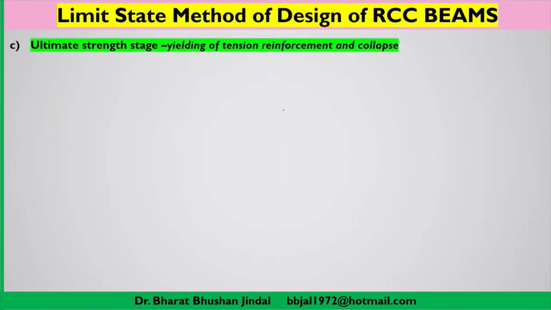Now the third stage, which is very important, which we want to discuss here, is the ultimate strength stage. In the ultimate strength stage, yielding of the tension reinforcement can happen and collapse can occur. So how collapse occurs and how ultimate strength is reached, now we will discuss.